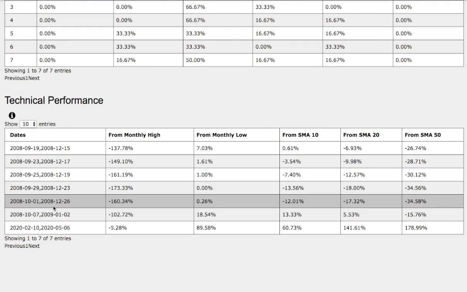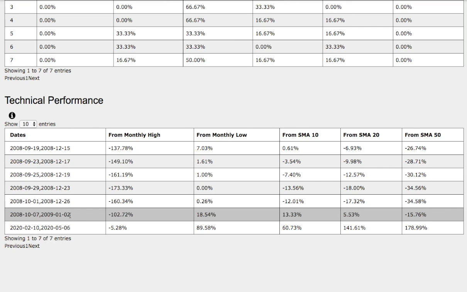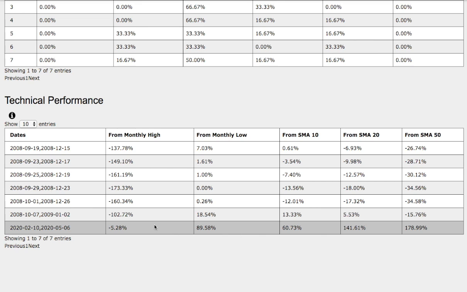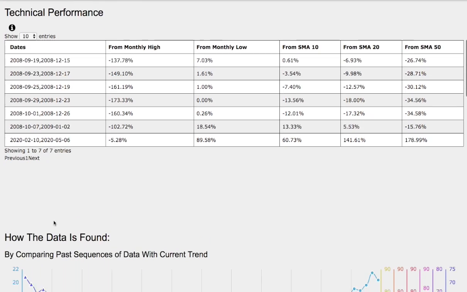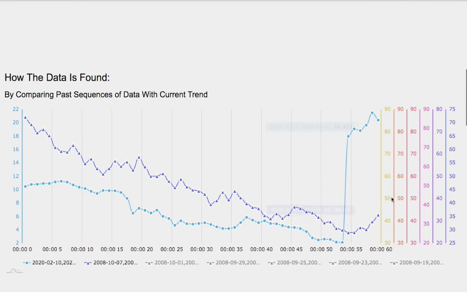And the trend in question that we just found and examined was down roughly around 102% from monthly high, up 19% from monthly low, up 13% from 10 simple moving average, up 5.5% from 20 simple moving average, and negative 15% from 50 simple moving average. The reason why we see a dramatic difference in the technical performance was due to the reverse split on USO.